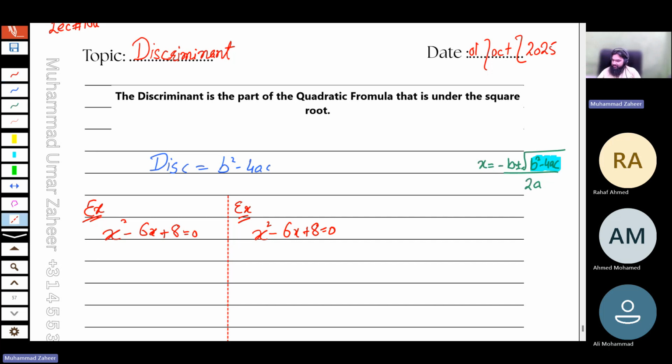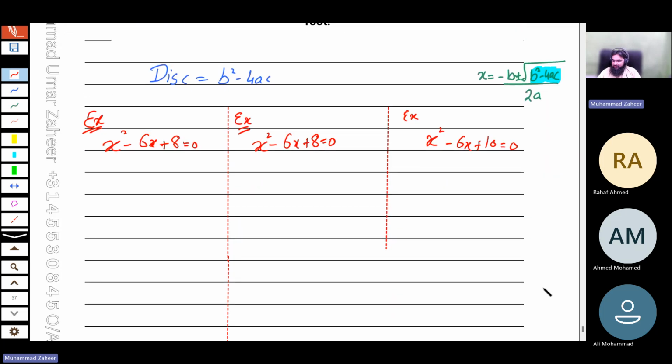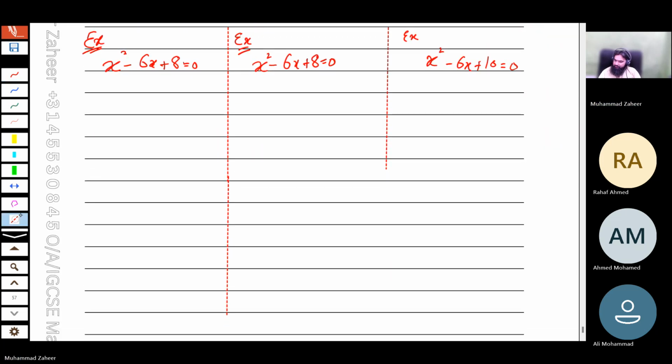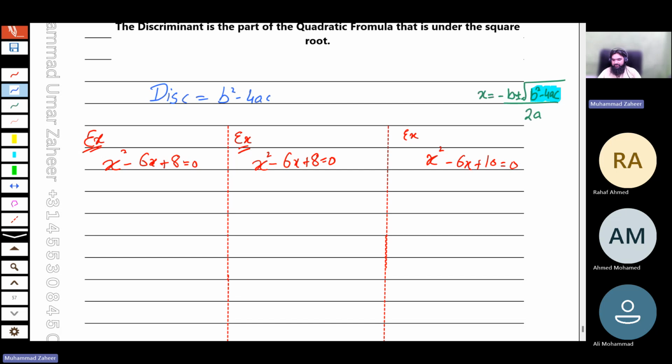Equal to 0. And the third example is x squared minus 6x plus 10 is equal to 0. So look at here, we are going to be changing in very small steps. Now, let's solve this quadratic equation by using the quadratic formula.